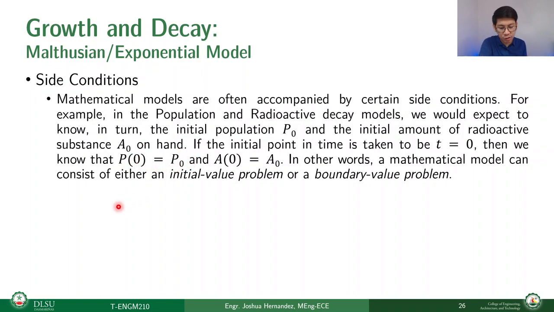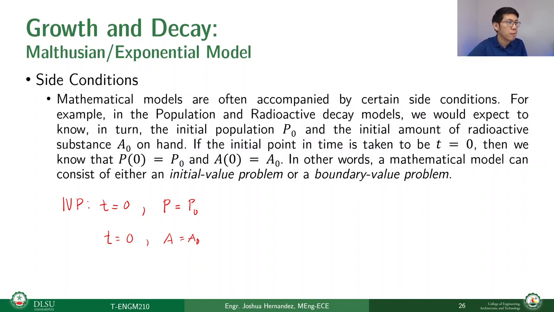So, yun yung ating determination. Ano daw ulit? Ito yung tinatawag nating initial value condition or initial value problem. And that is when T is equal to 0, the population is initially P naught, P sub 0. Ganun din dun sa A, notation lang yung pinagkaiba, A equals A naught. So this is what we call the initial value problem, no?